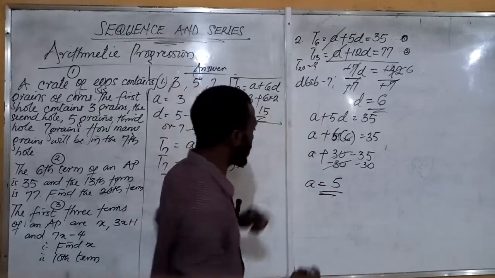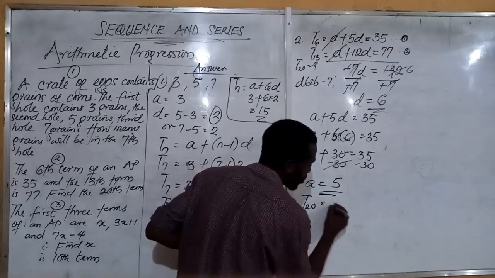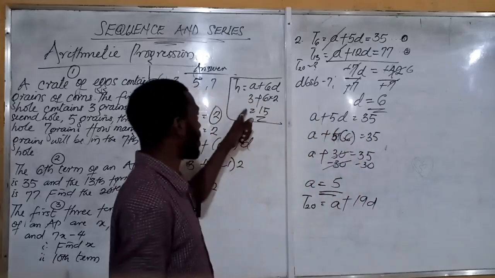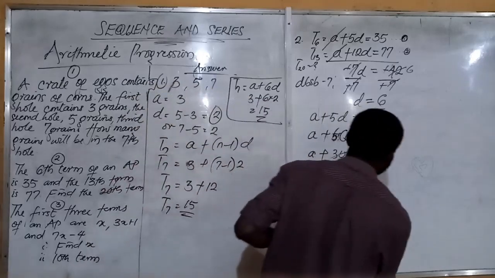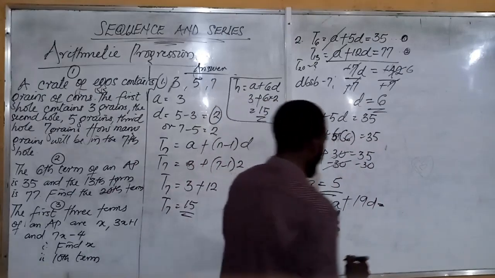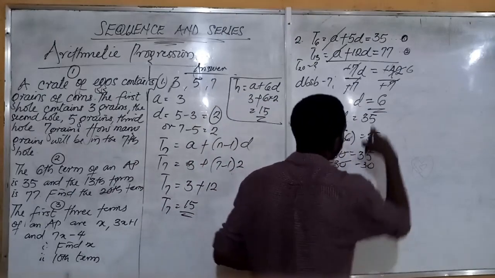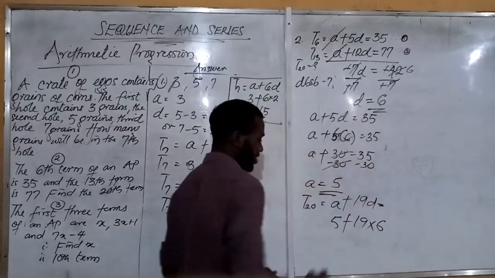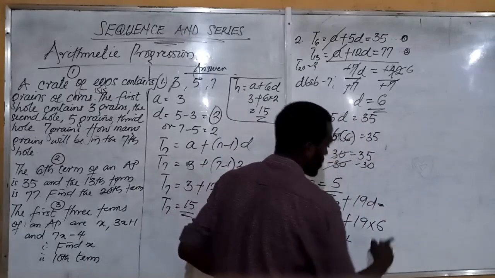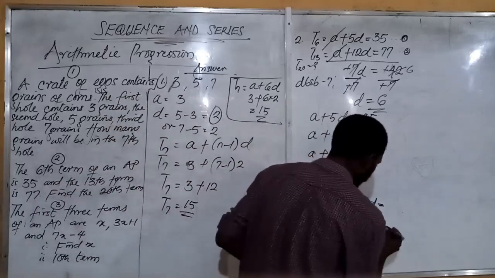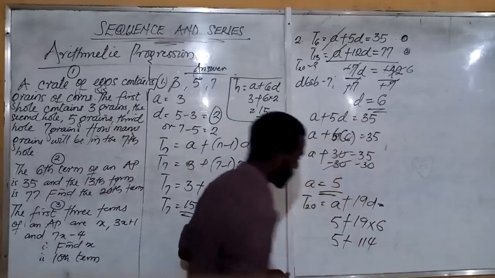Now, how do I find T20? Remember, T20 will be equal to what? A plus 19D, just as the simple formula says. So that becomes equal to A, which is 5 now, plus 19 times, what do we get for D? 6. Alright, so 5 plus 19 times 6.